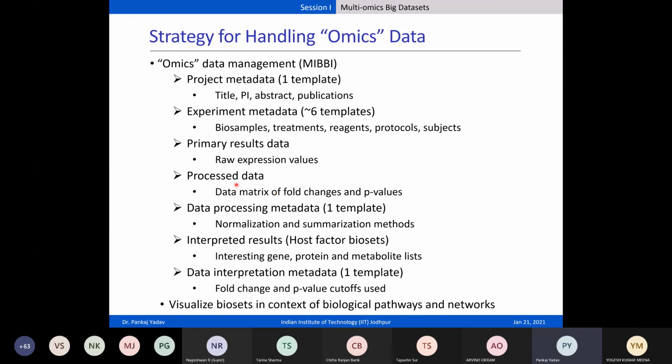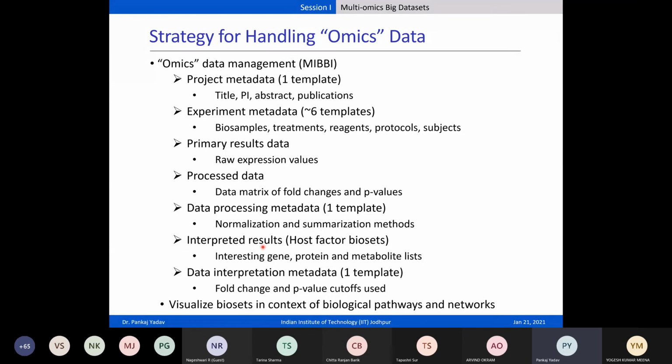And then you also need to have this processed data. So you can have, for example, a data matrix of fold changes and p-values, fold changes in terms of gene expression also is possible. And then you can have data processing metadata: what kind of normalization and summarization methods were used, and some other information about these approaches or processing that has been implemented.